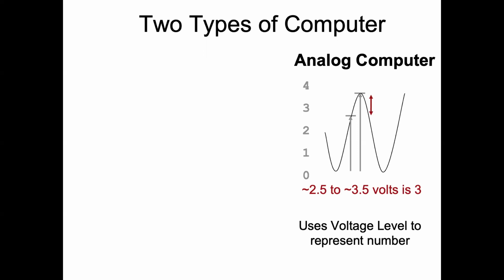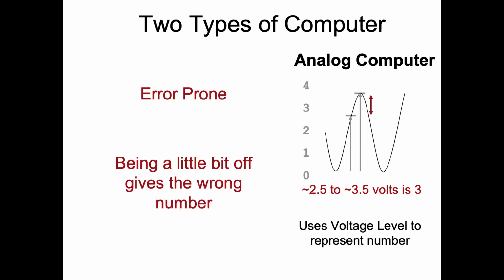Like maybe we would represent the number 3 with a level of voltage that's near 3. So maybe somewhere between 2.5 and 3.5 volts could be our way of representing 3. A problem with this is it could have potential for errors. Why do I say that? Well, as long as your voltage was always squarely on 3, you would always get back the value that you expect.